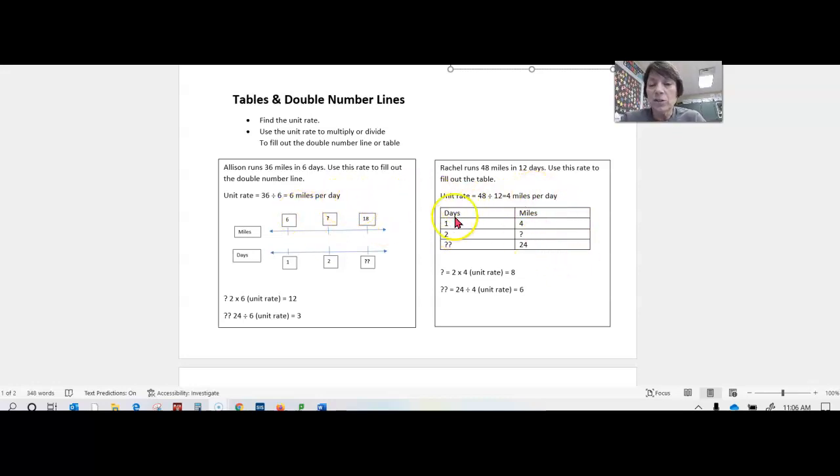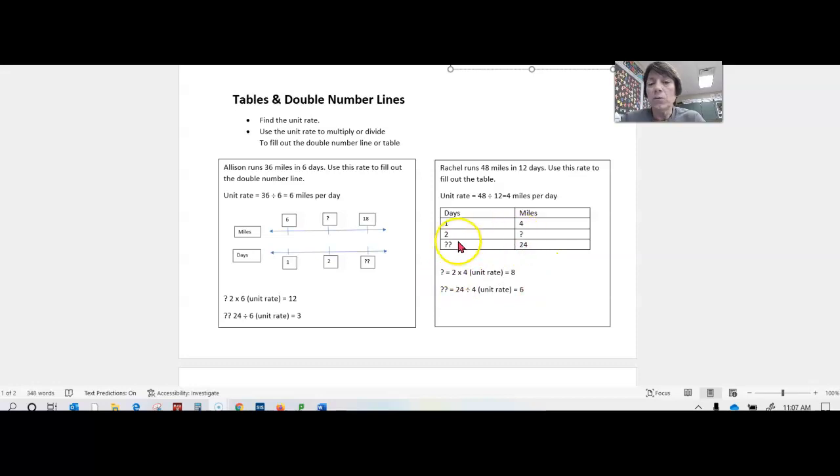Okay, so we've got our chart here. We've got some things filled in and some things that are missing. So again, to go from the smaller number to the bigger number, from days to miles covered, we're going to multiply. To go from the bigger numbers to the smaller numbers, from miles covered to how many days it took us, we're going to divide.